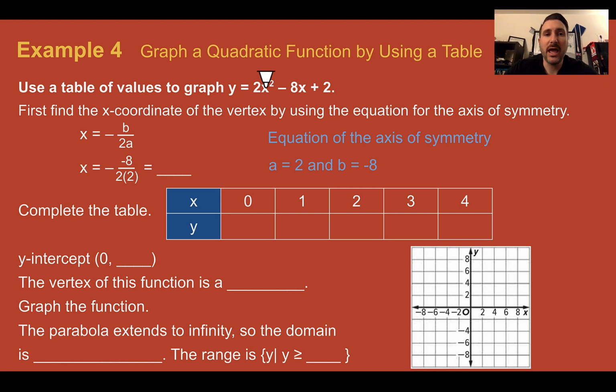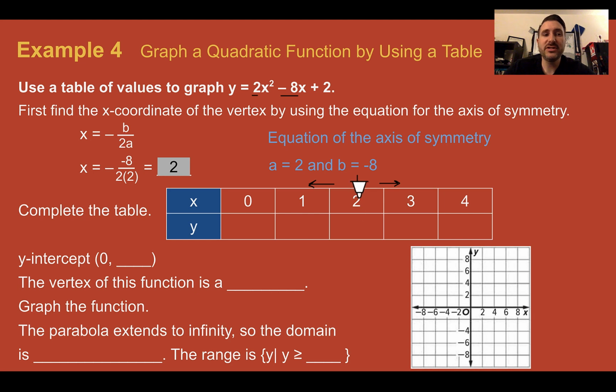If we plug in a and b, then we end up with 2. Careful here, b is negative 8. So I would do the negative out front and negative 8 on top. When I calculate it out, once I simplify it out, I end up with 2. So I know my axis of symmetry is going to be right here, meaning every point this way is going to be the same distance away as every point this way. And we will see a pattern in this as we fill in the table.